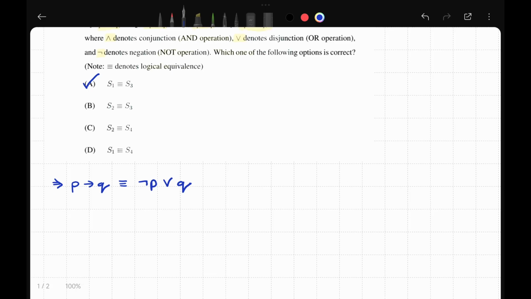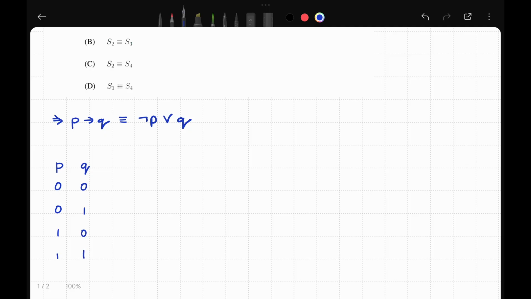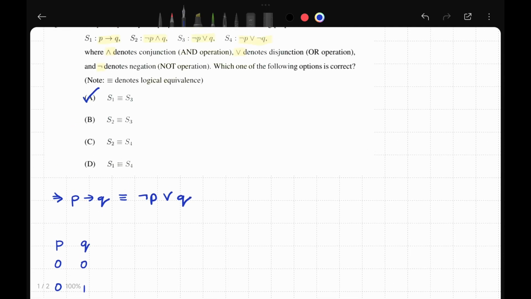But we will solve this a little bit just for your understanding. So what I'll do is I'll write 0 0, 0 1, 1 0, 1 1, right? And I will write the truth table for all of these. So P implies Q, not P and Q, not P or Q, and finally not P or not Q.